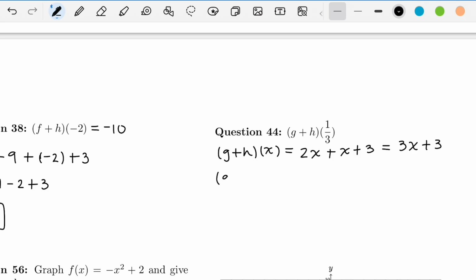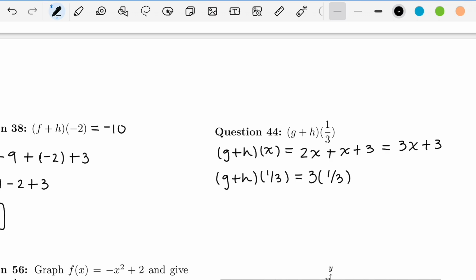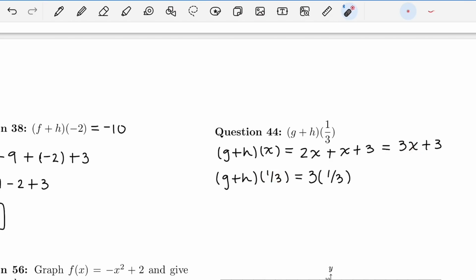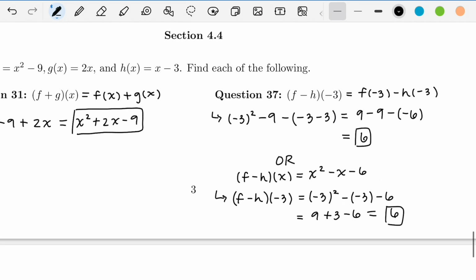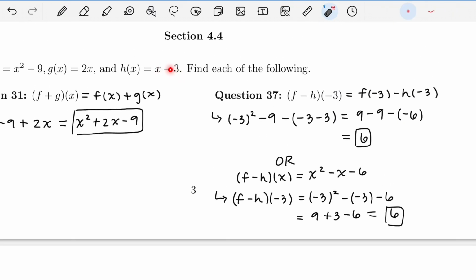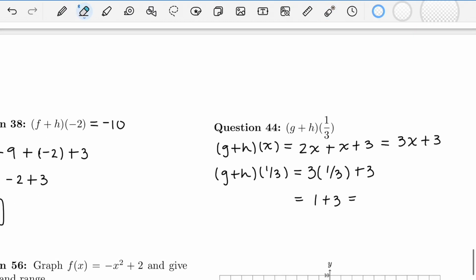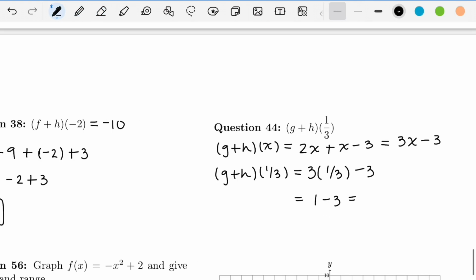Now, the sum of these guys evaluated at x is equal to 1/3 is going to be 3 times 1/3, so just plugging in 1/3 into our x value, plus 3. So this will give us 1 plus 3, which gives us, actually I think, oh yes, our function h of x is actually minus 3. So this should all be minus here. Sorry about that. So in the end here, this will give us a negative 2.